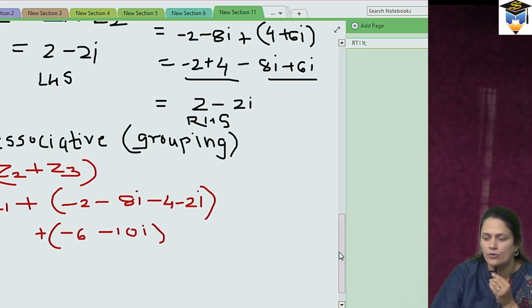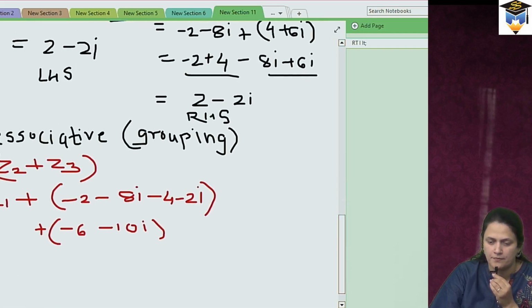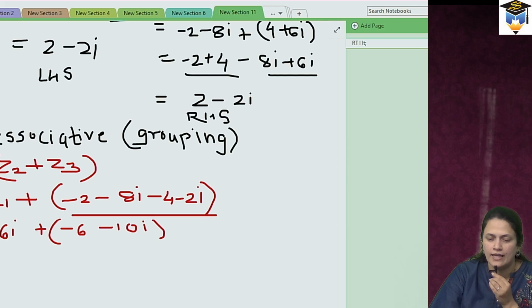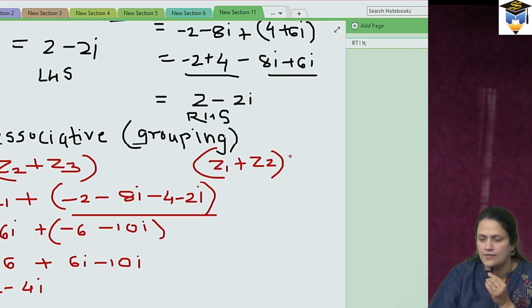And now find out what is Z1. Z1 was 4 plus 6i. So first we have solved the bracket part. Now we are going to add the real part and the imaginary part. So as you can see, the answer is minus 2 minus 4i. Now check what is Z1 plus Z2. First solve this and add Z3 in it.